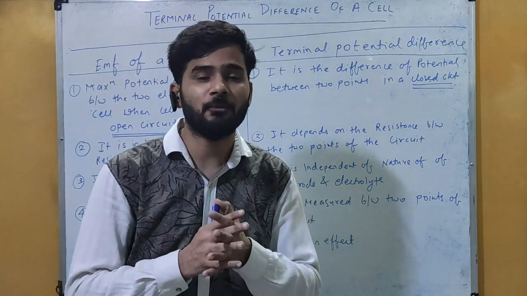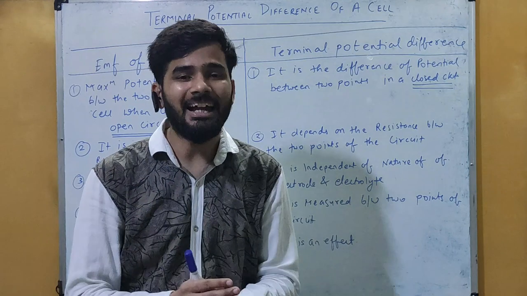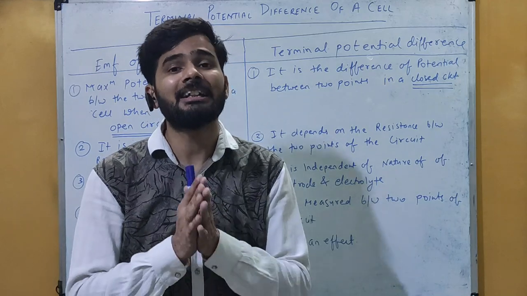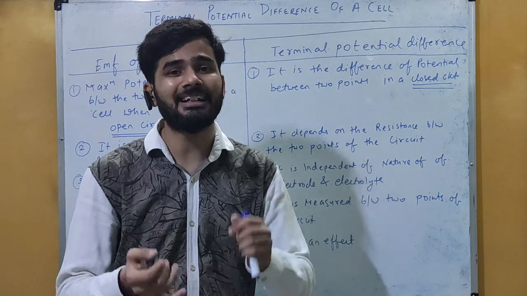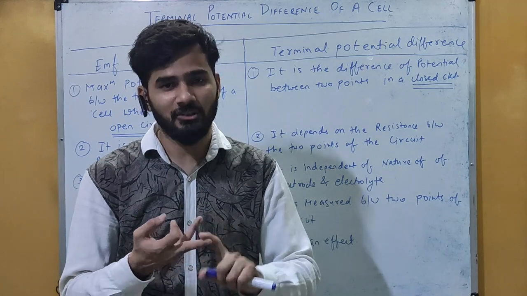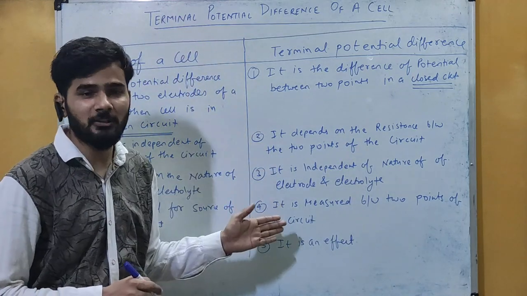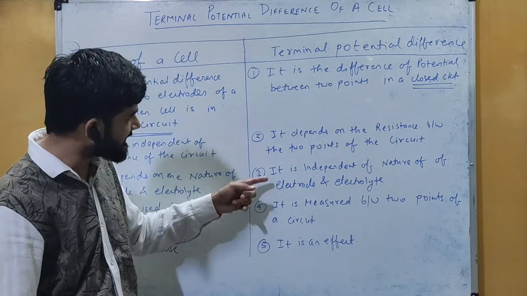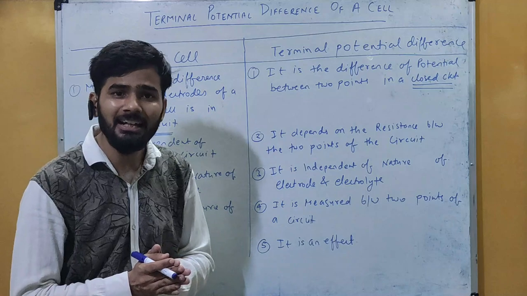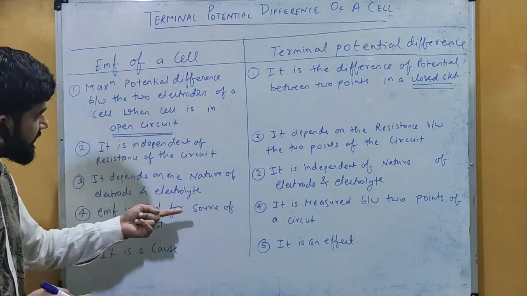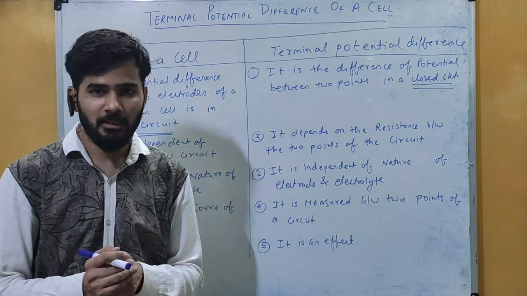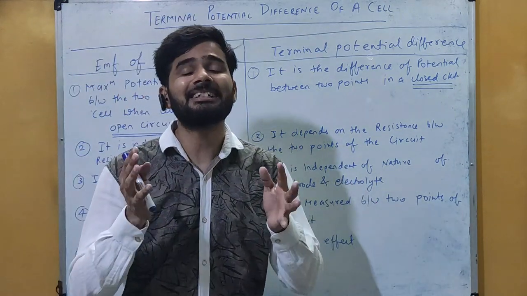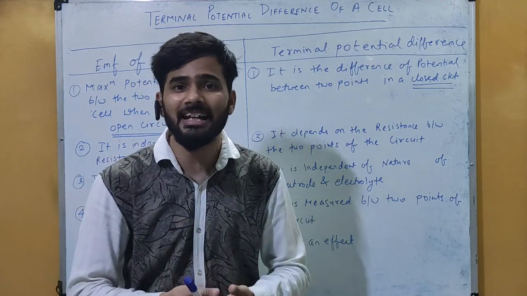The EMF we have depends upon the electrodes and the nature of electrolytes, and also depends upon the concentration. Because the EMF here is because of the cell construction, meaning it depends upon the electrode, electrolyte, and concentration. But this terminal potential difference does not depend upon the characteristics of the cell, that is, on the electrode and the electrolytes. So it is independent of the nature of electrode and electrolytes. The next one is, EMF is used as the source of electric current, because whenever we want electric current, we connect a cell there. So we can say EMF is used as a source of electric current.